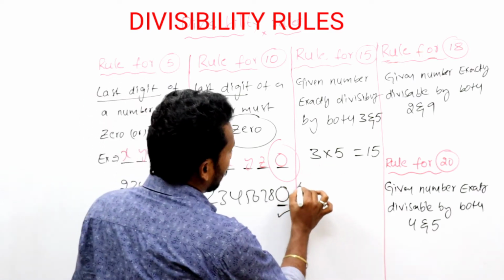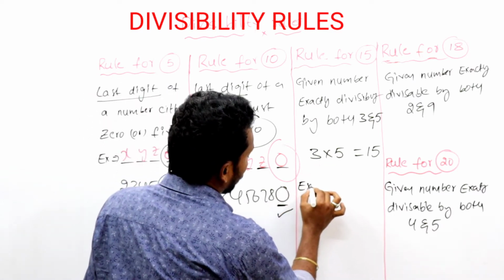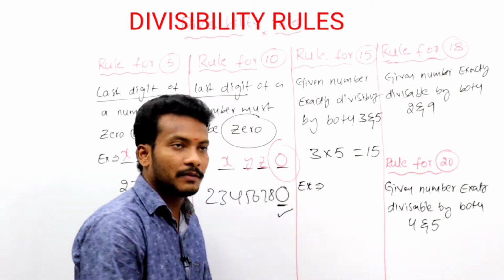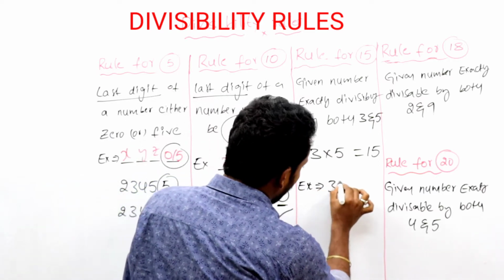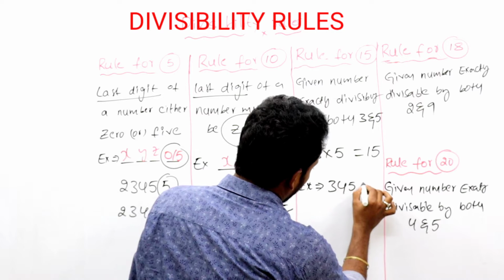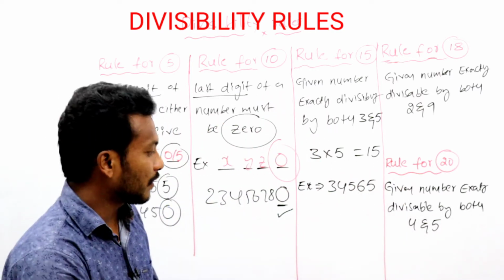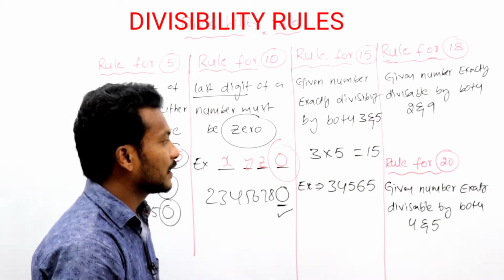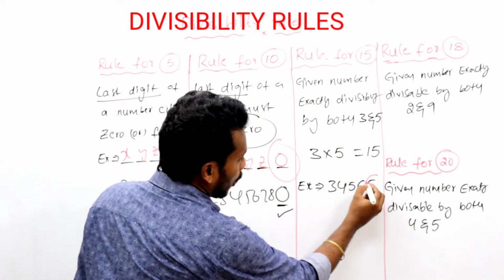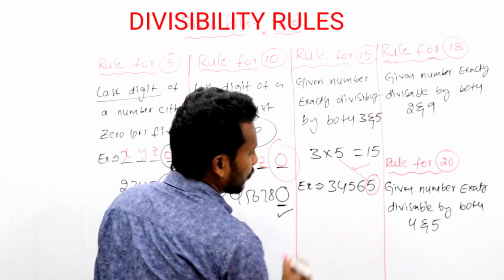Okay, I will take one example. I am taking this one as an example. What do we have to check? Divisibility by 3 and 5. Now the last digit is 5, no problem with the 5.